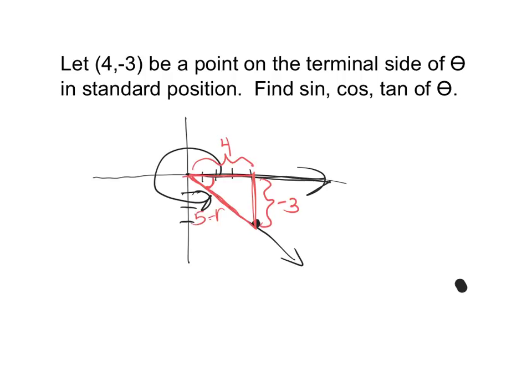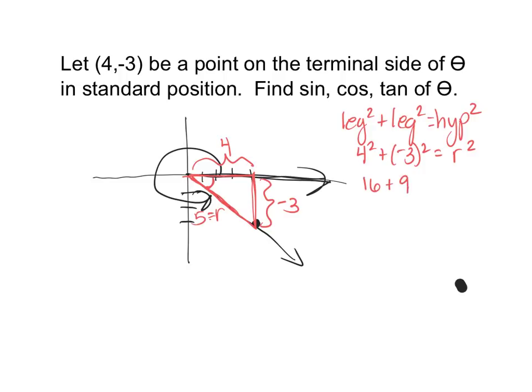If you don't recognize that, you need to use the Pythagorean theorem. Legs squared plus legs squared is equal to hypotenuse squared. 4 squared plus, I'm going to put in the negative 3 squared, which is always positive, has to be equal to r squared. That's 16 plus 9 is r squared, or 25 is r squared, which would give me a radius of 5.